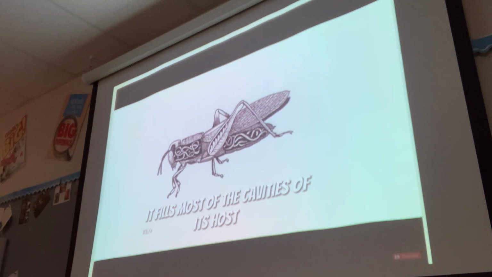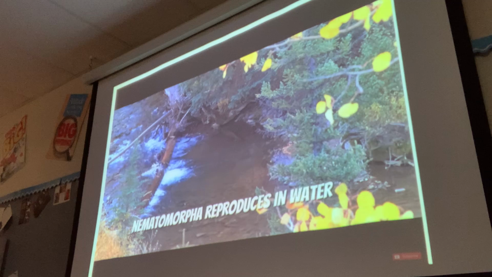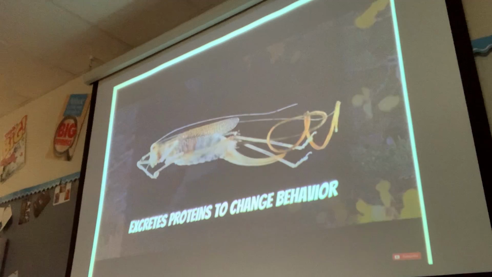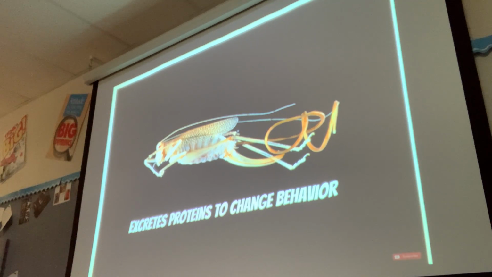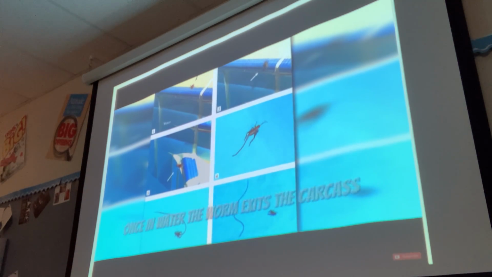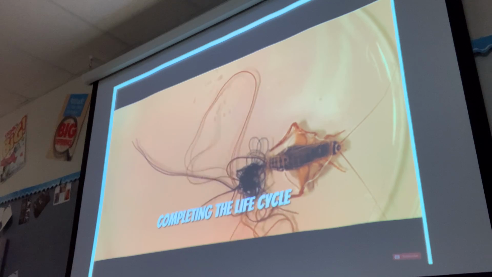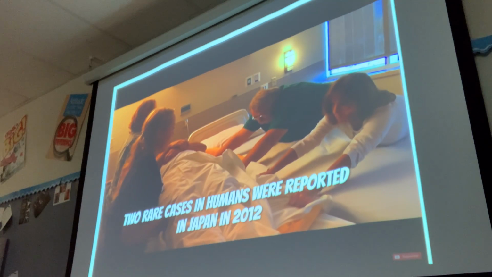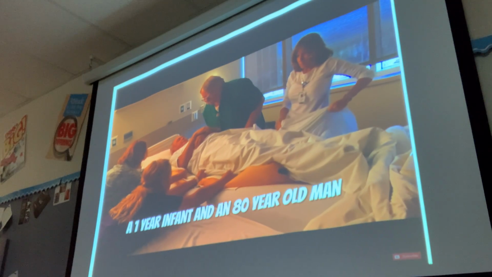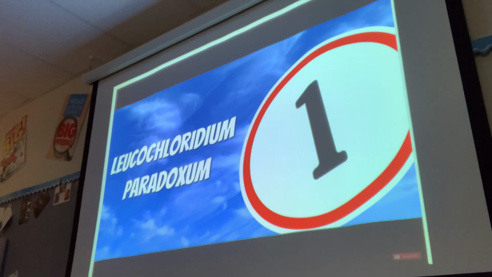With such invasion, the arthropod becomes weak, but doesn't die because its vital organs are preserved. The nematomorpha reproduces in water, which can be a problem when the parasite infests terrestrial animals. To solve this problem, the worm excretes certain proteins, which induces the host to search for a body of water and drown in it. Once in the water, the nematomorpha exits the carcass of its host, completing its life cycle. Two rare cases of humans contaminated with the worm were recorded in Japan in 2012, a 1-year-old infant and an 80-year-old man. Number 1.